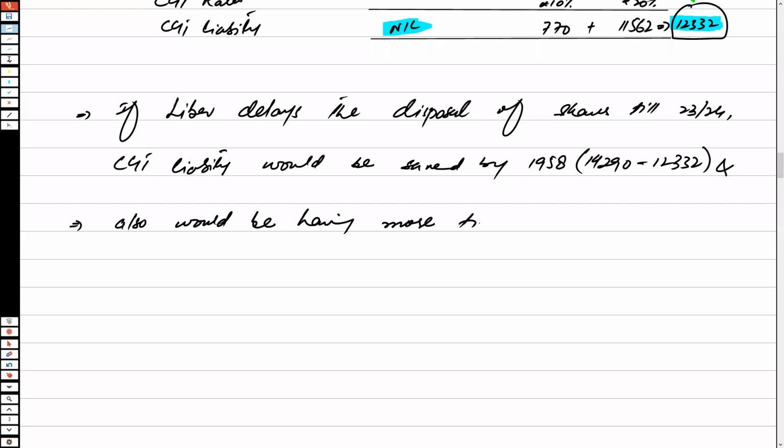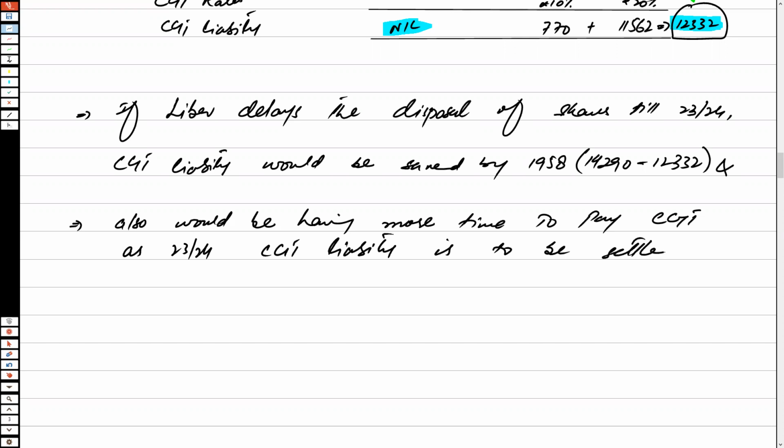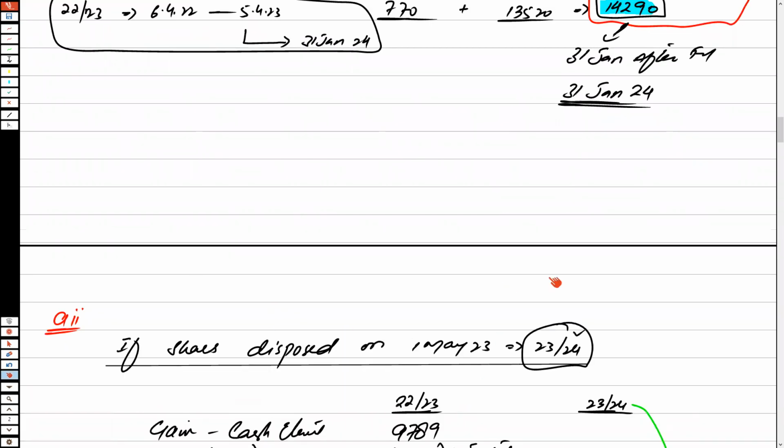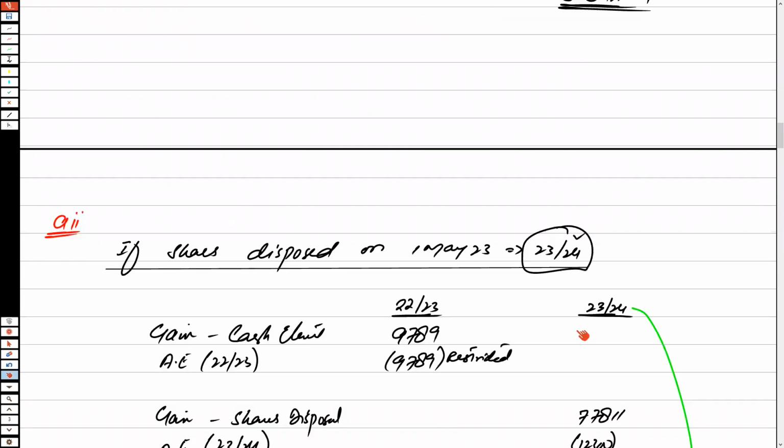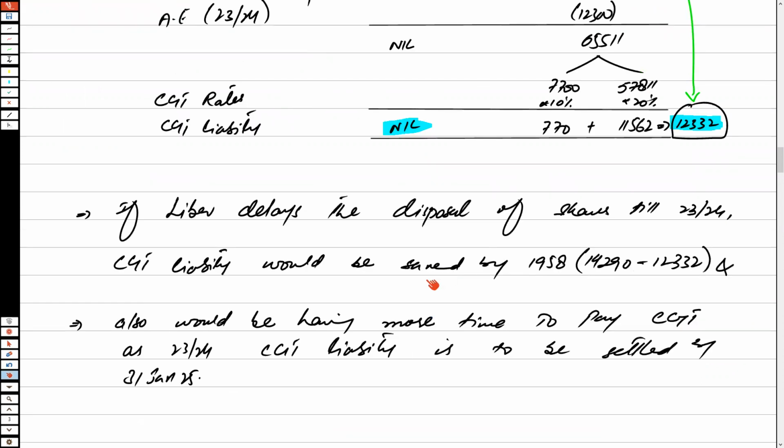more time to pay capital gain tax, as the 23-24 CGT liability is to be settled by 31st Jan 2025. If we dispose of shares in 22-23, then the relevant CGT is to be paid on 31st Jan 24. But if we delay the disposal for a few months, then you can see there is also an impact.